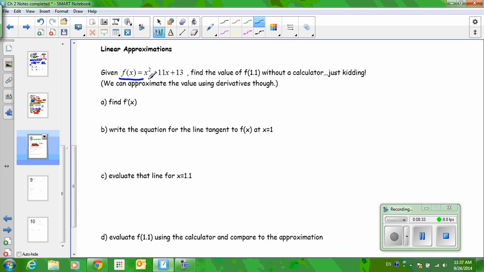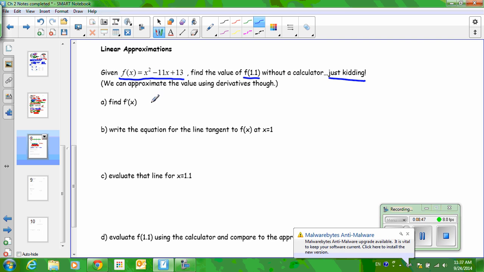All right, the last thing is this thing called the linear approximation. So here's an example, and we're going to see this later on in after party. So we have a f of x. We want to find the value of f of 1.1 without a calculator. Okay, that's ridiculous, right? You could do it, but it would be really weird.